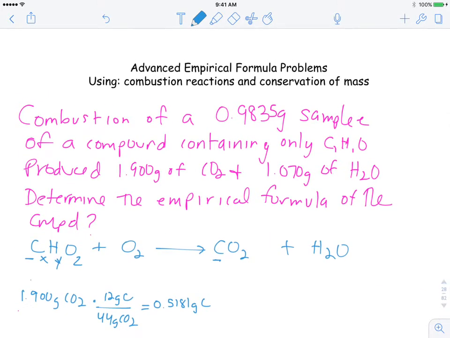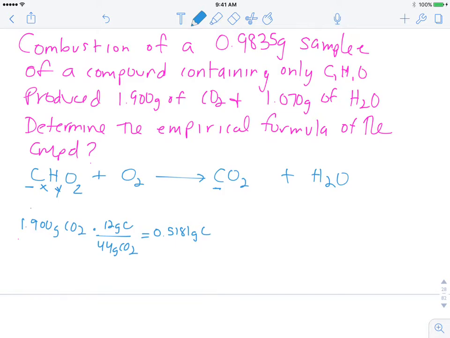So now, if I were to do this again with water, they're telling me that I have 1.070 grams of water times, well, there's 2 grams of H for every 18 grams of water, or 1 to 9. So if I do 1.070 divided by 9, I would get that there is 0.1189 grams of hydrogen.